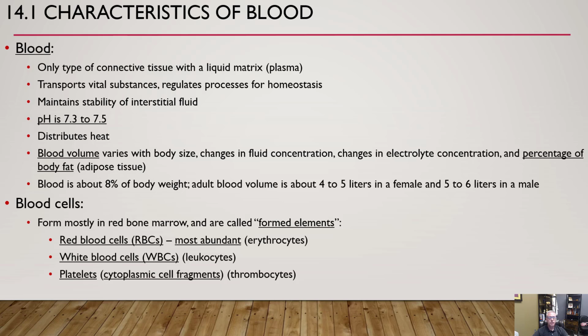All right. So blood itself. Remember way back when we talked about connective tissues, and so blood is actually a connective tissue inside this thing called plasma. Now, plasma is just a mixture of substances dissolved in or suspended in water. It has gases, amino acids, proteins, carbohydrates, lipids, vitamins, hormones, electrolytes, a bunch of cellular waste. And the blood transports, we know, vital substances, and it regulates processes for homeostasis.